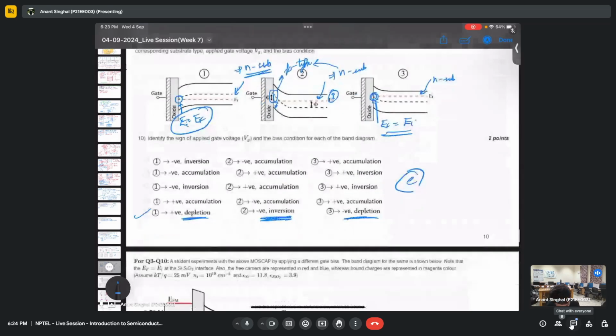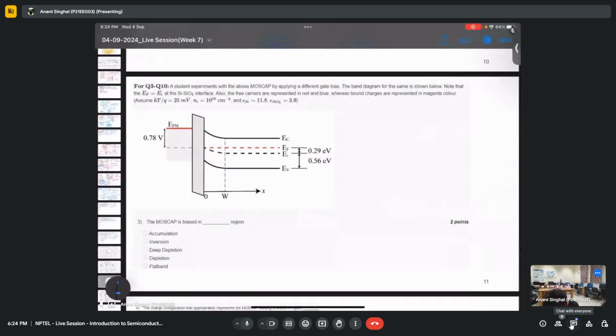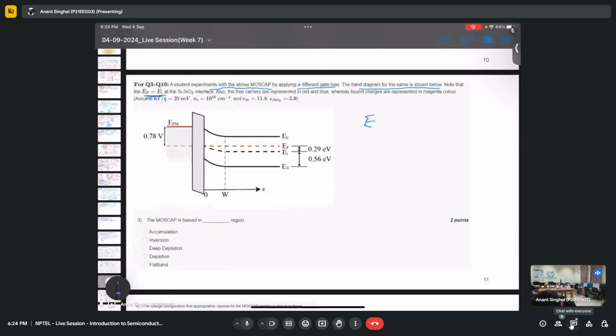Okay, so now we are moving towards some of the numericals, I guess. So we have a student who experiments with a MOS cap by applying different gate bias. The band diagram of the same is shown below. Note that EF equals EI at the semiconductor interface. It also says the free carriers are represented in red and blue, whereas the bound charges are represented in magenta color. Okay, so I will see later for these three things.